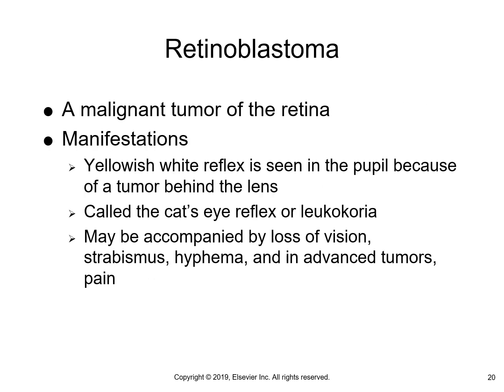Retinoblastoma is a type of tumor. Retinoblastoma is a malignant tumor of the retina. Manifestations: there is a yellowish-white reflex in the pupil, because the tumor is behind the lens. Sometimes we also call this the cat's eye reflex, or leukocoria.